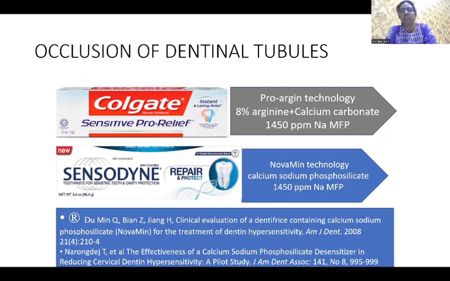There are different technologies employed in toothpaste, like Pro-Argin technology and NovaMin technology. These help in the occlusion of dentinal tubules. Colgate Sensitive Pro Relief operates by Pro-Argin technology, which has 8% arginine and calcium carbonate with sodium monofluorophosphate. Whereas Sensodyne Repair and Protect operates by NovaMin technology, which consists of calcium sodium phosphosilicate in sodium monofluorophosphate, and that helps in the occlusion of dentinal tubules.